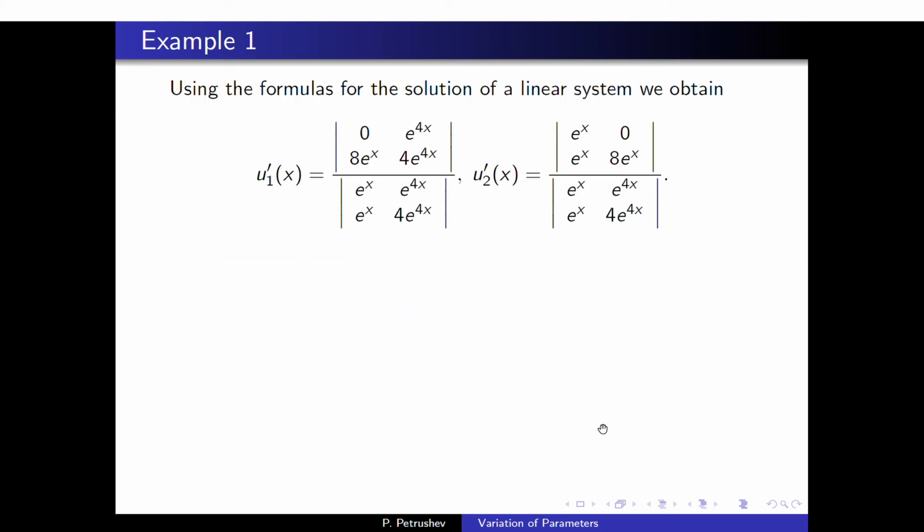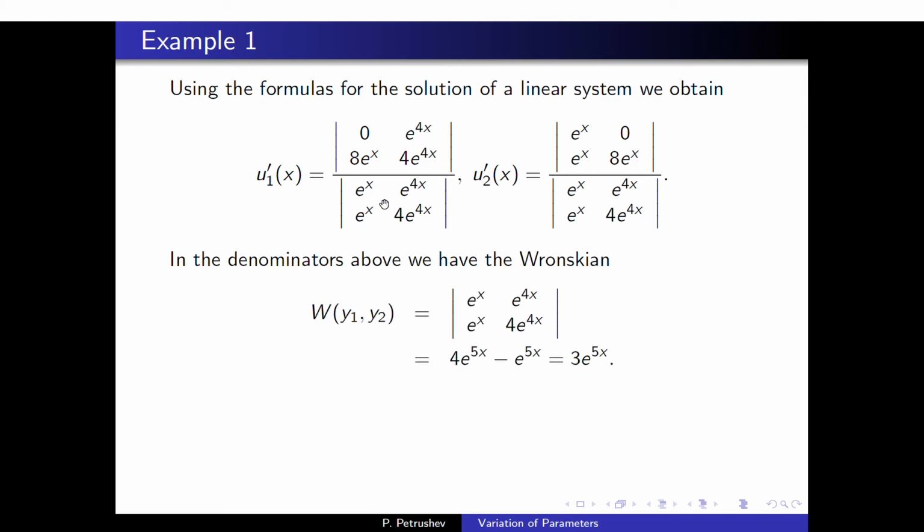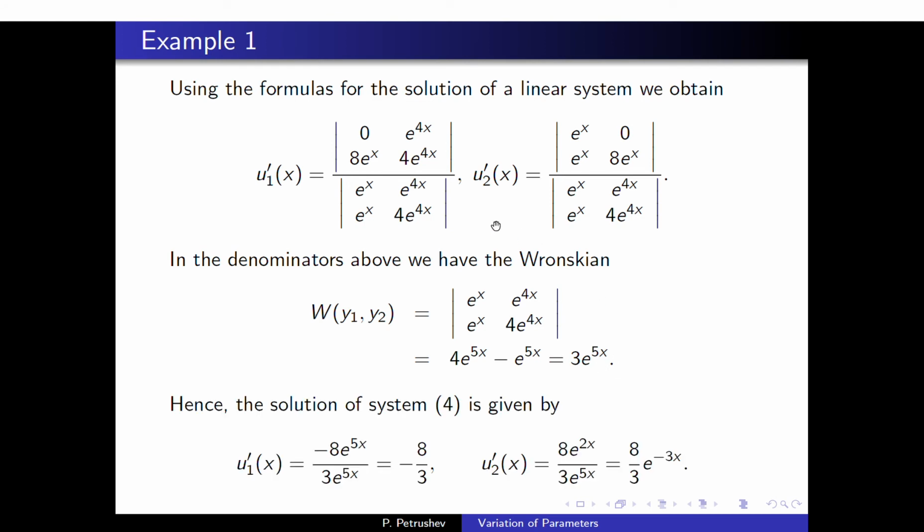Now we use the formula that we know from class to solve this system, and we get u1 prime equals this quantity, u2 prime equals this quantity. In the denominators, we have the Wronskian of y1 and y2. So this determinant is equal to this function, which is always different from 0. So therefore, it's easy to find u1 prime and u2 prime. The value of this determinant is right here, divided by the Wronskian, and we get this number. And similarly here, we get that function.